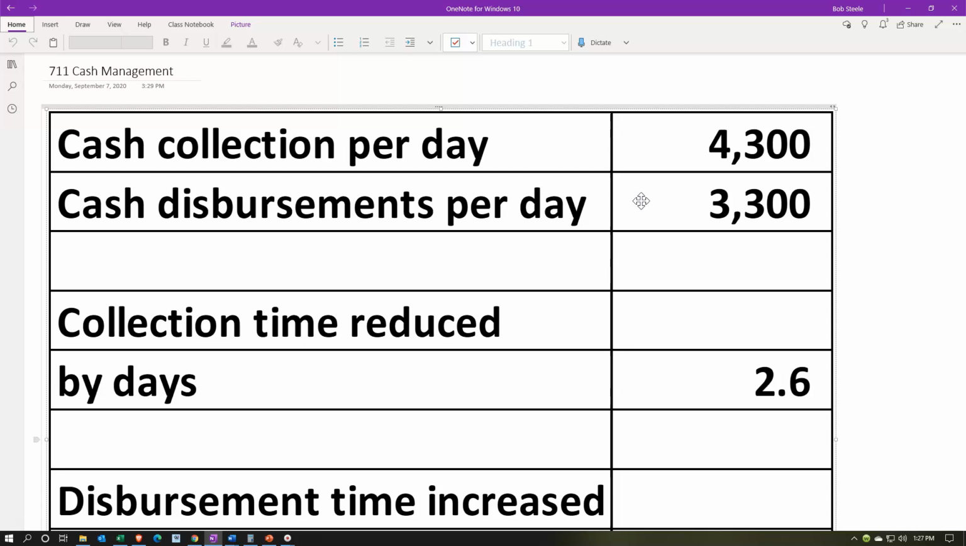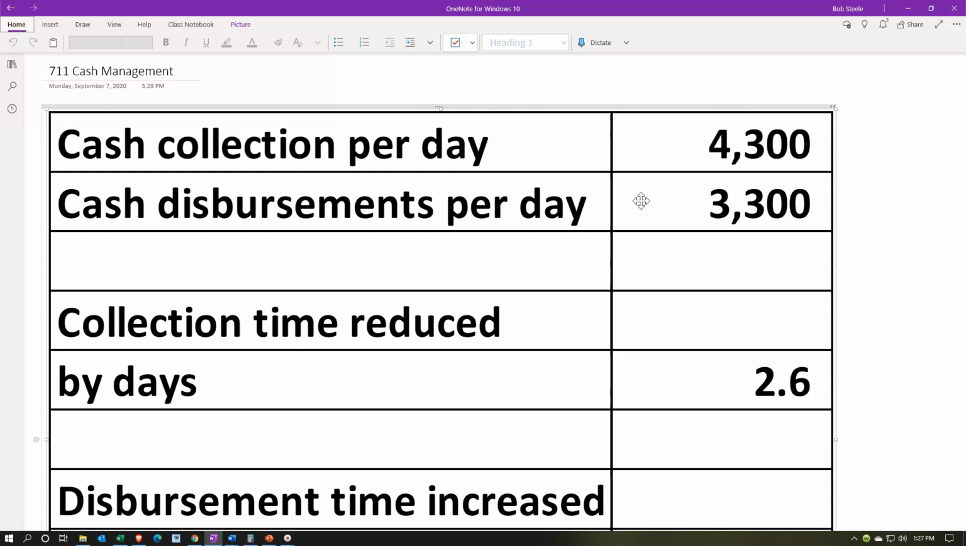So that's going to be our goal. And if we can collect sooner, and we can hold on to the money longer on the disbursement side of things, then we're going to better our cash flow. We're going to have a more significant cash flow. If we have a better cash flow, then we're going to be more liquid, more able to cover our debts, and we may be able to use that cash flow in order to, of course, get a return on it.